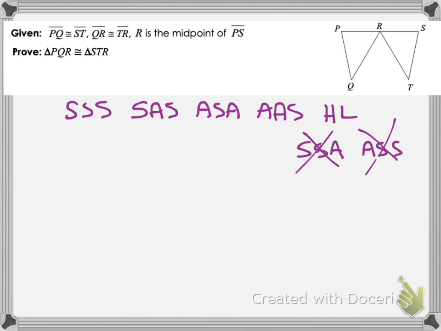Congruent triangles are exactly the same, but they might be rotated from one another, but they should be exactly the same. Okay, so this statement says PQ is congruent to ST. So I'm going to mark those as congruent. It says QR is congruent to TR. So I'm going to mark those. And it says R is the midpoint of PS. If a point is the midpoint of a line segment, that means it cuts it into two congruent parts. So these two triangles would be congruent by side, side, side.